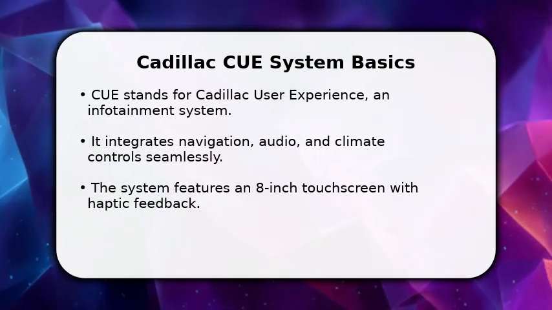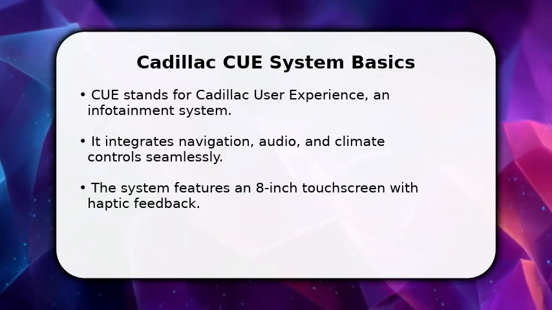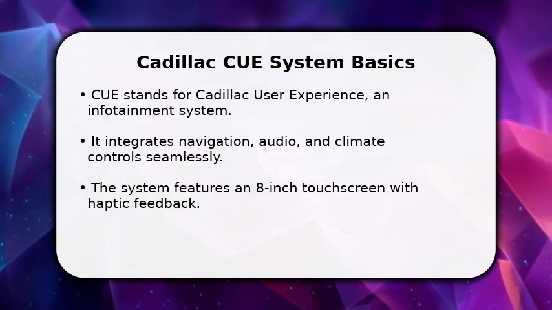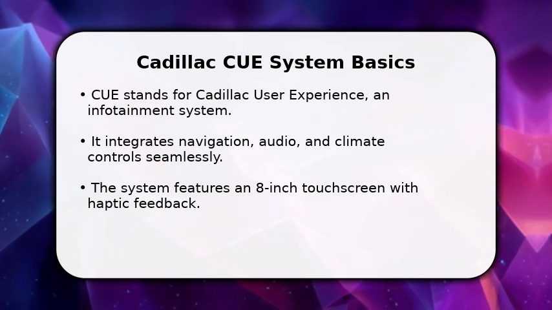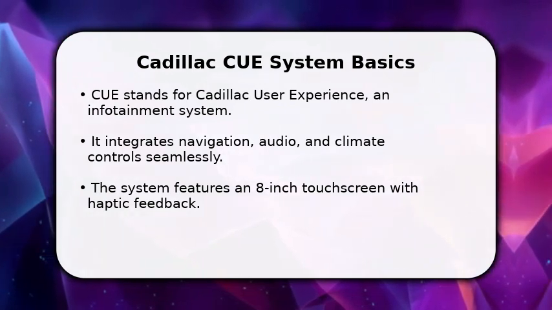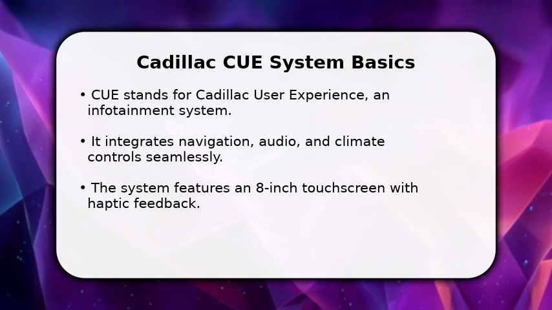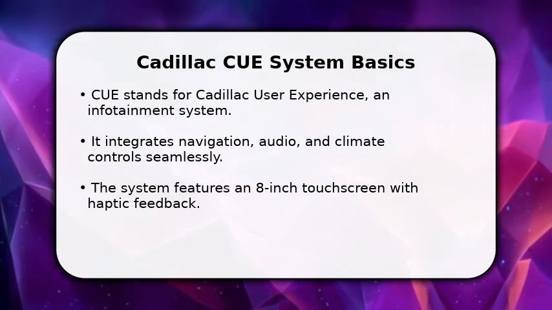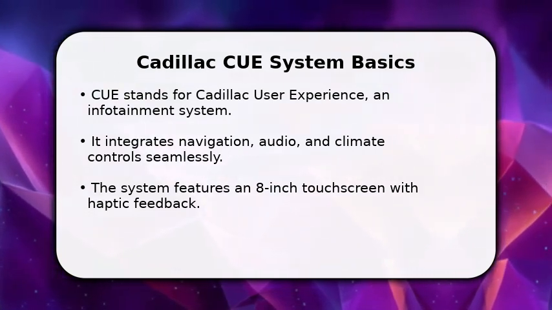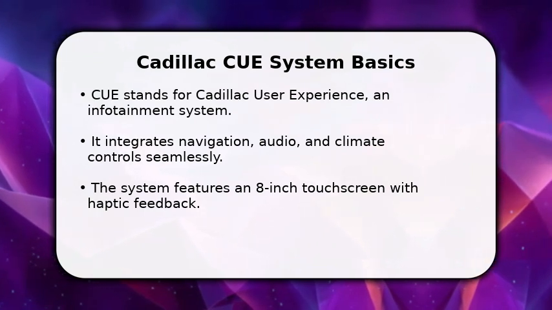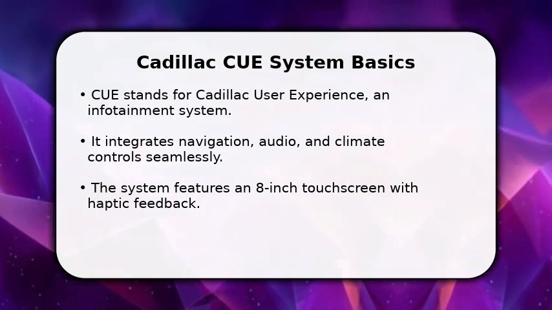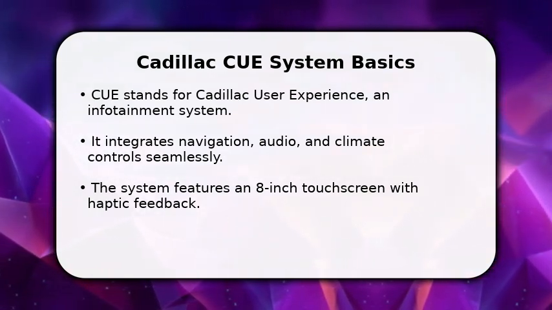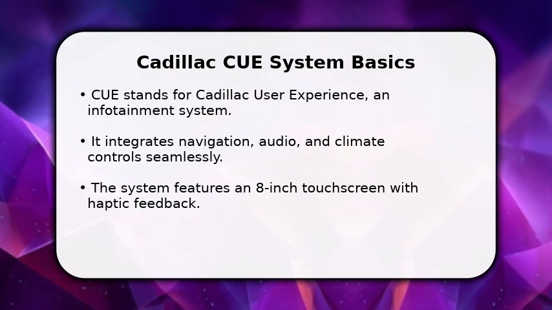In this video, I will explain how to use the Cadillac Cue system. Let's start with the home screen, which is your central hub for all functions. You'll notice an 8-inch touchscreen display that responds to touch gestures similar to a smartphone. The system provides haptic feedback, giving a slight pulse to confirm your selections. This intuitive design makes navigating through menus and options straightforward and engaging.